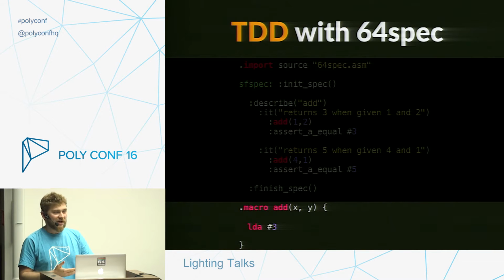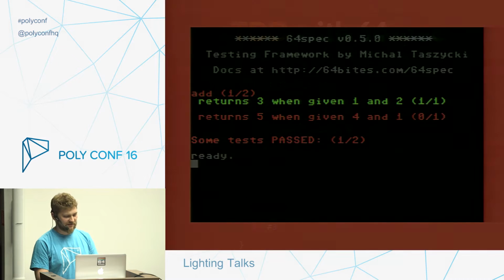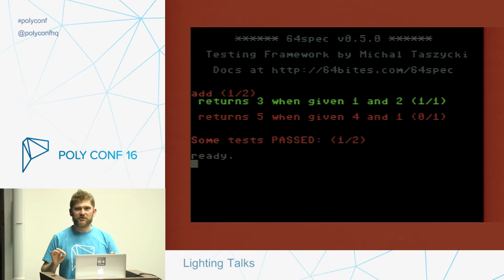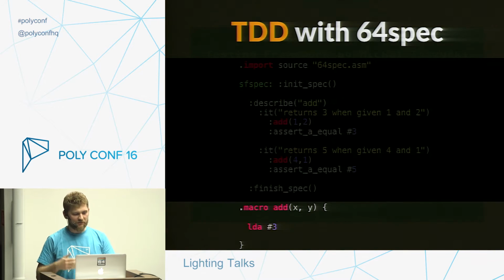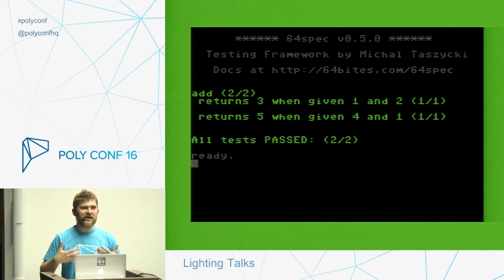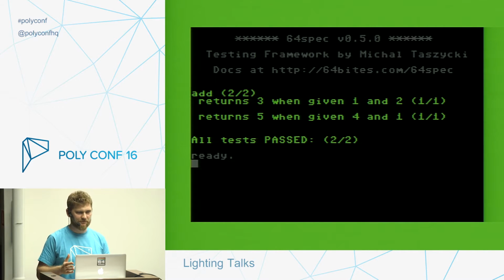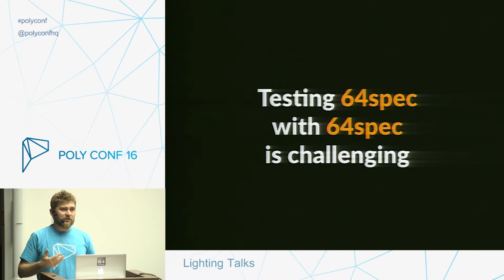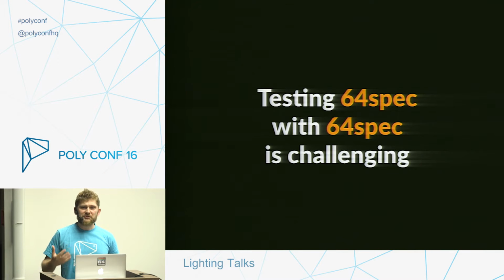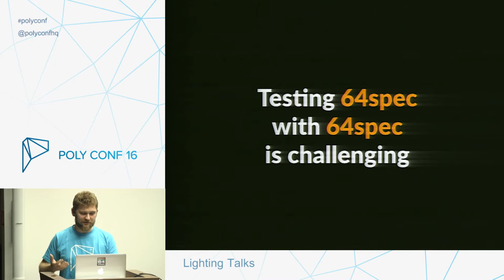But when we add a partial implementation, so we return 3, the first test passes, and part of the documentation turns green. With the proper implementation, everything is green, and we have confidence that our documentation is synchronized with the test suite.